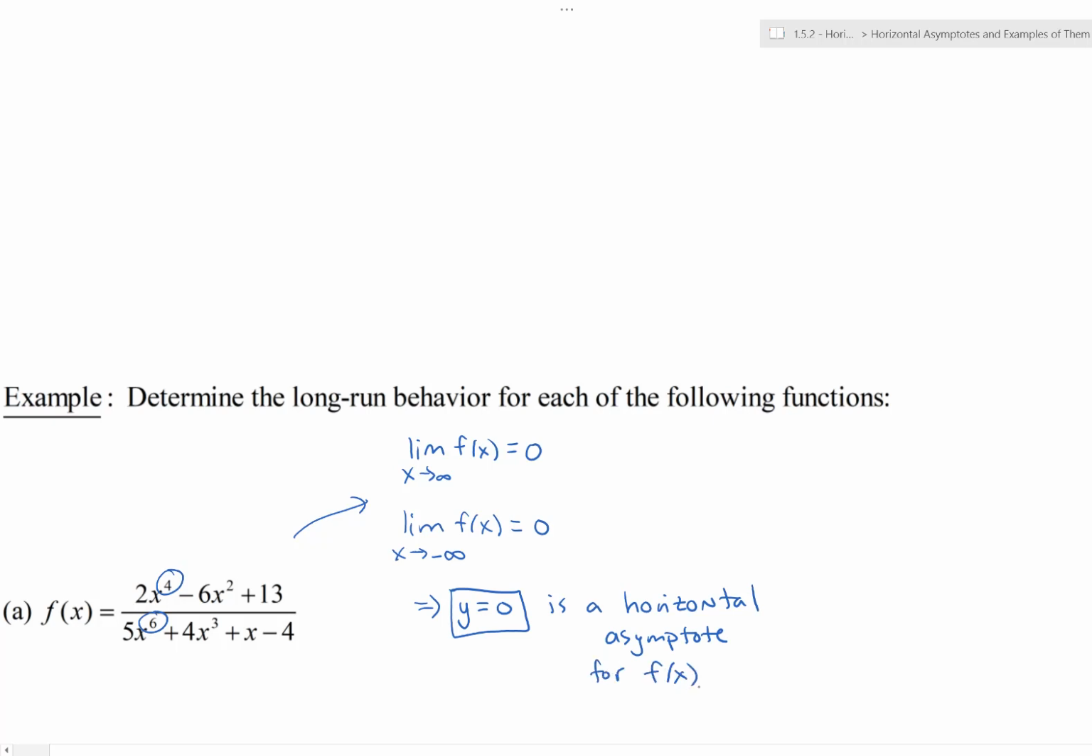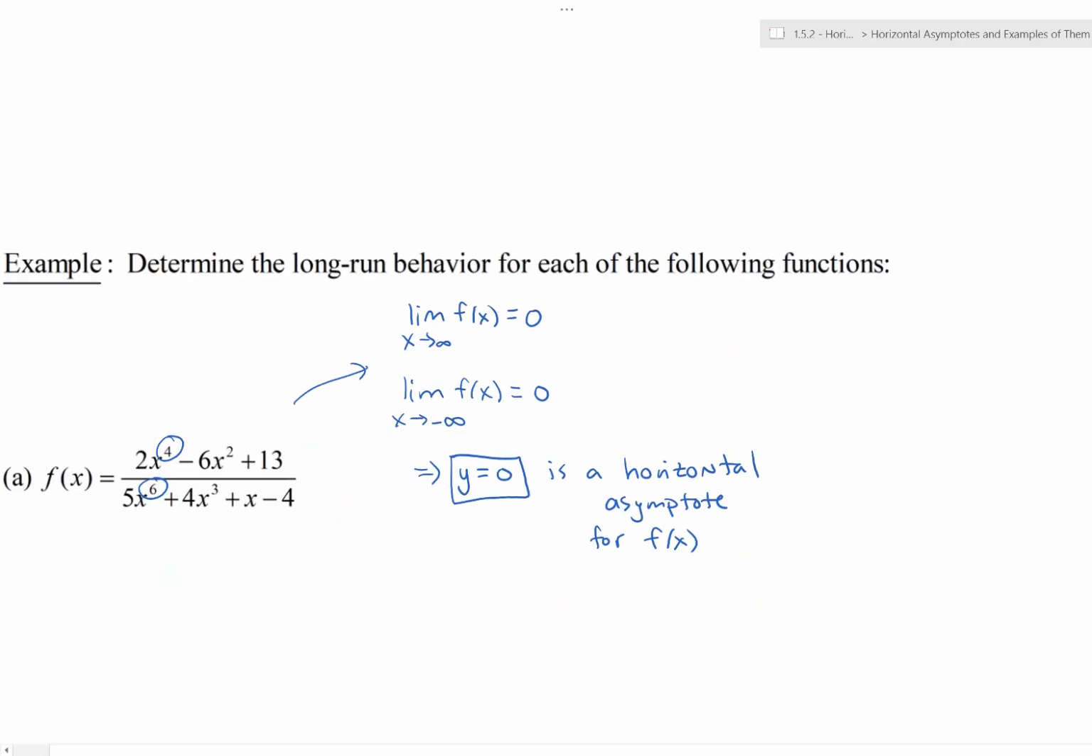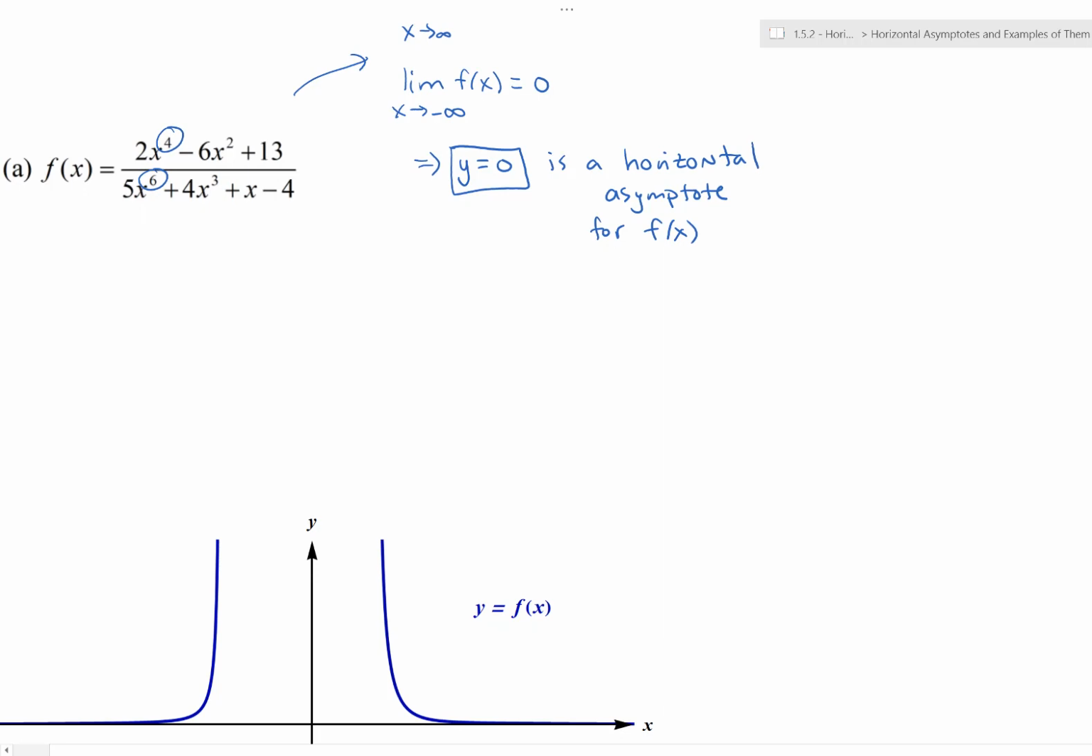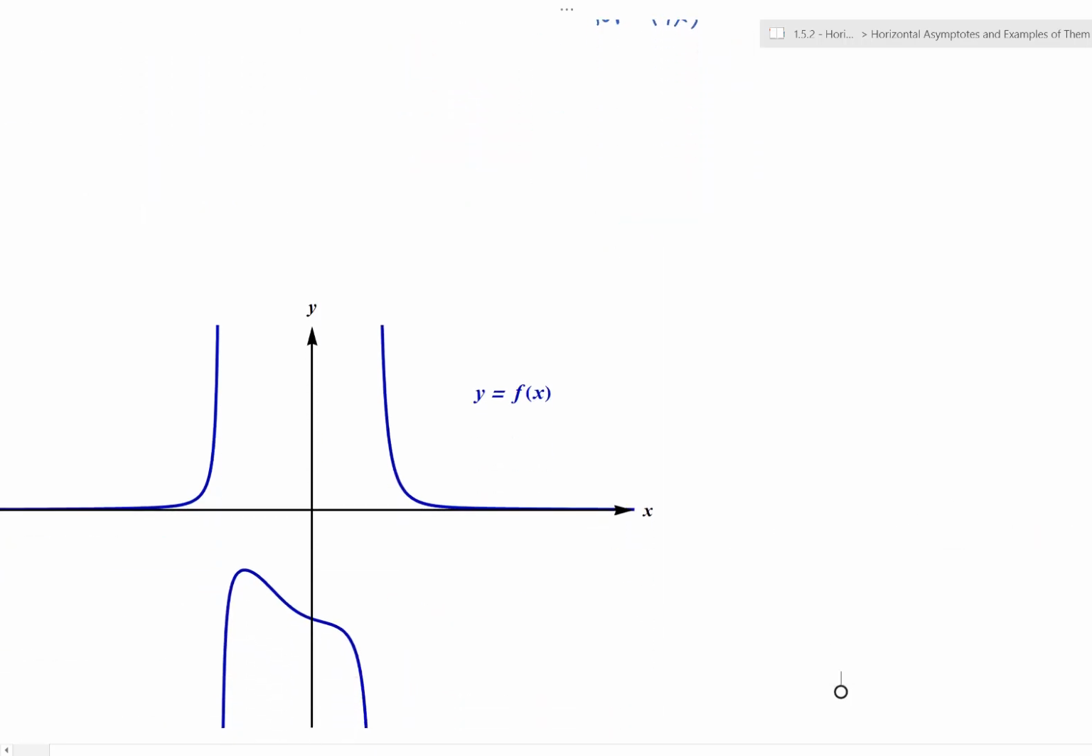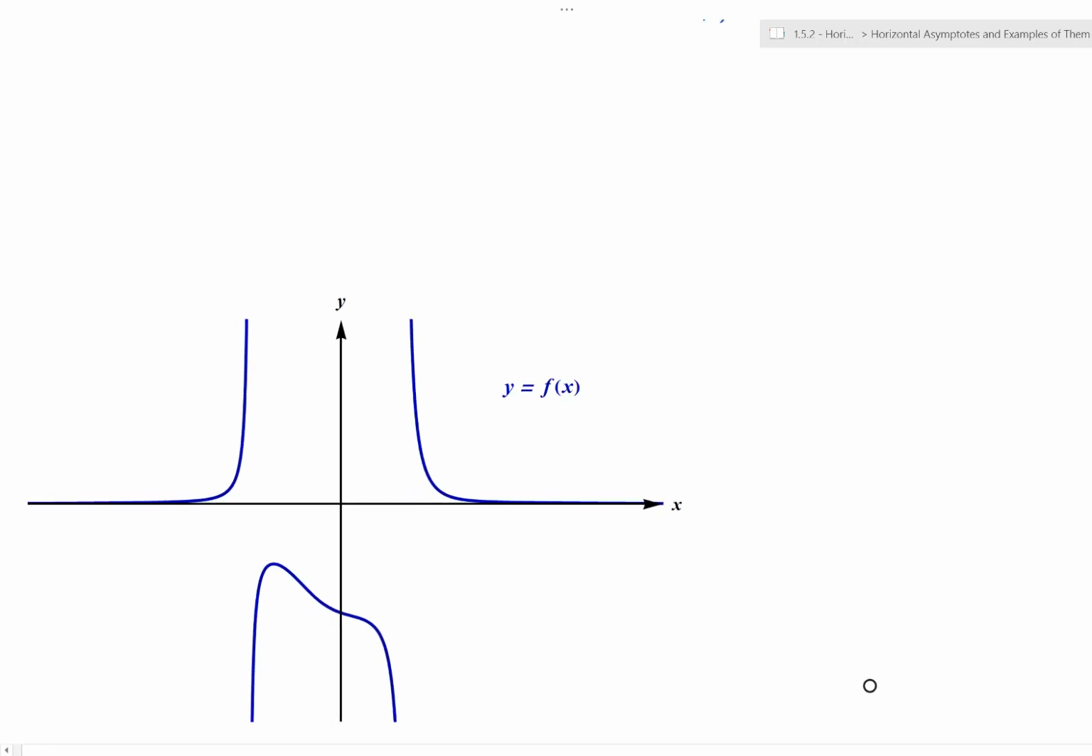So we can use that information about rational functions to figure out its long-run behavior, but I will show in the next example a more algebraic way to do this if you wanted to. And just to confirm it through the graph, here is the graph of the function we were just looking at, y is f of x. And as you can see, as x goes to infinity and as x goes to negative infinity, the function is indeed approaching the output value of y is equal to 0. And hence, y is equal to 0 is a horizontal asymptote for this function.